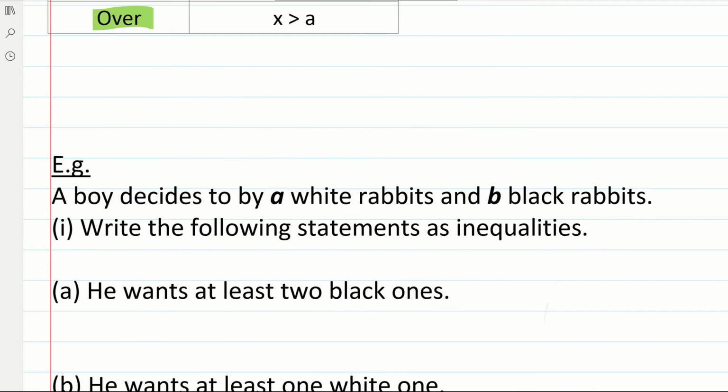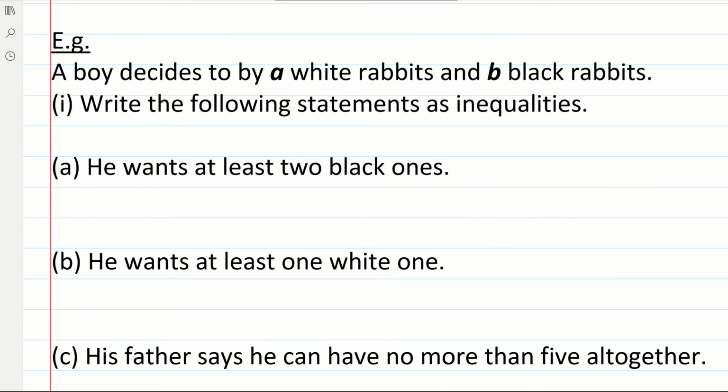So let's have a look. A boy decides to buy A, white rabbits, and B, black rabbits. So these are the letters that you are asked to use. A for white rabbits and B for black rabbits. Write the following statements as inequalities. He wants at least 2 black ones. So the black ones is B, and that's at least, so that's bigger than or equal to 2.